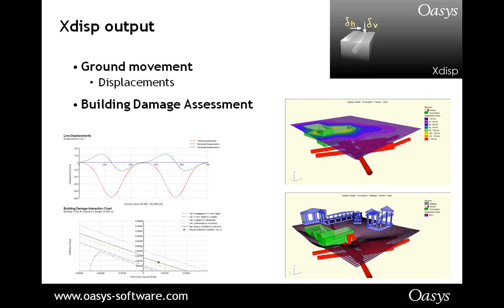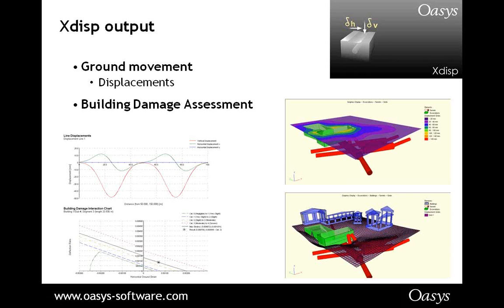Now, the movements that are calculated at the surface feed into a building damage assessment. Basically, Burland's building damage categories have been built into ExeDisp. So ExeDisp produces an interaction chart and a table. The interaction chart is shown in this corner here, and what it tells you is the risk of your retaining wall to surrounding structures. So you give information about where the structure is, its height and details about it, and on the basis of that, you can assess your retaining wall's risk.